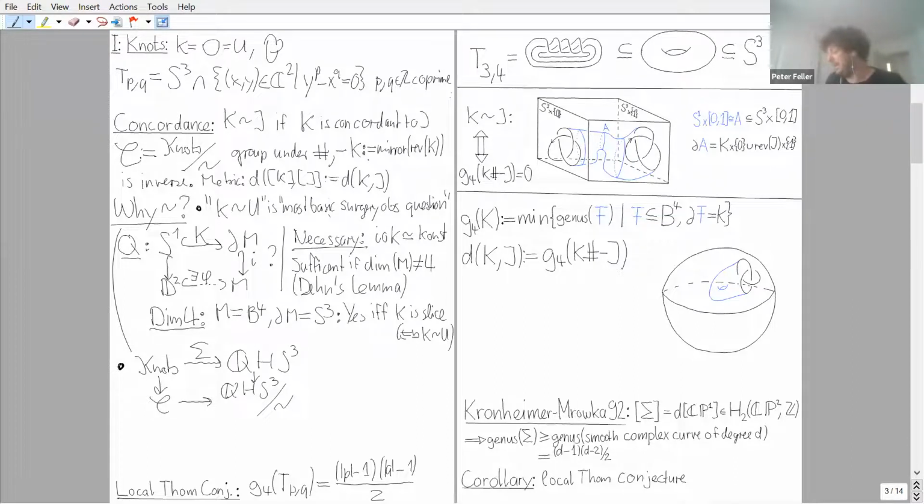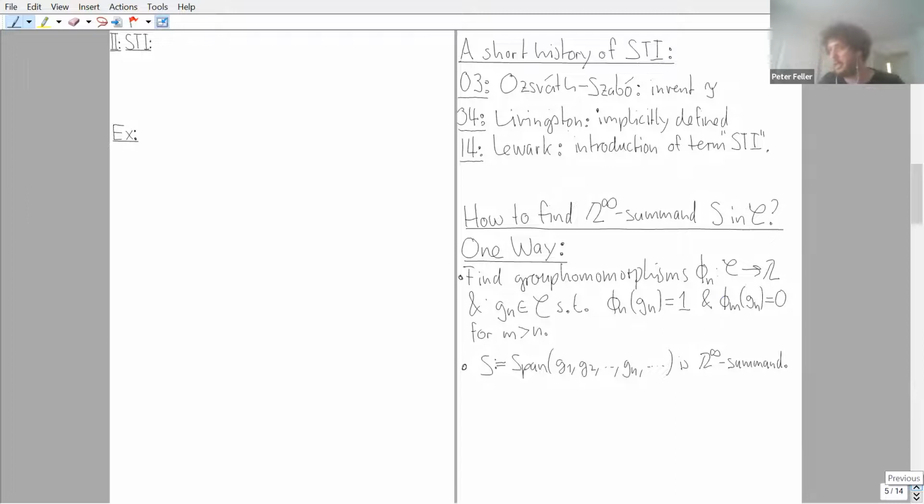I won't be needing the Thom conjecture or this Kronheimer-Mrowka statement. I just need that there is the 4-genus of torus knots, and it has an explicit value. Questions about my setup of knots and the statement of the local Thom conjecture? If not, I go to my slice-torus invariants.